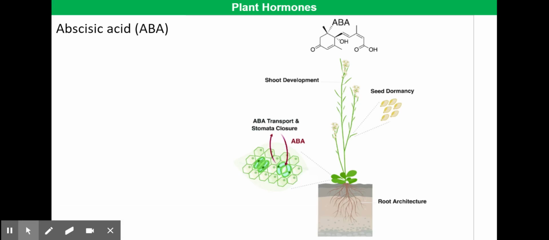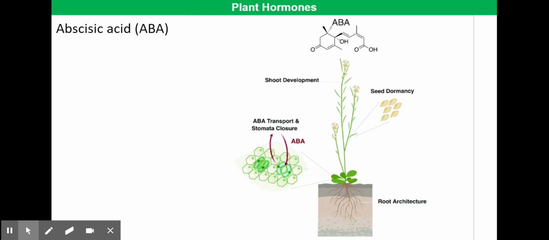So today we're going to be looking at a hormone called ABA. Sometimes I'll call it ABA. This is abscisic acid. It's produced by plants when they are under stress. So that might be because of a lack of water or perhaps just because of very low temperatures.